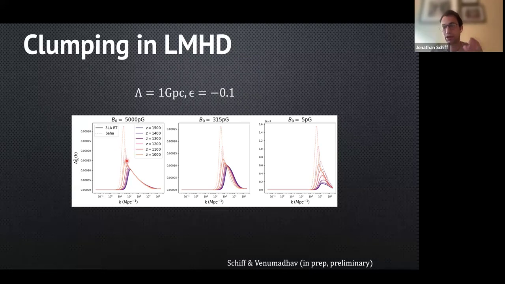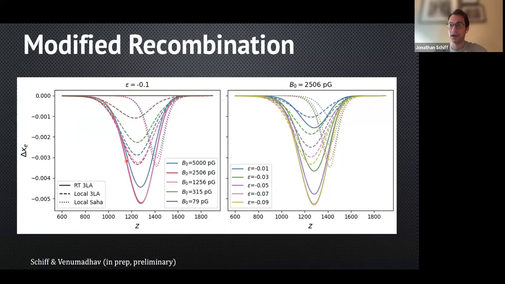So there's less pressure support. So you get additional clumping in a model like Saha beyond the 3-level atom, which thinks recombination proceeds faster. Okay, I'll just wrap up with this slide, and then I'll conclude.